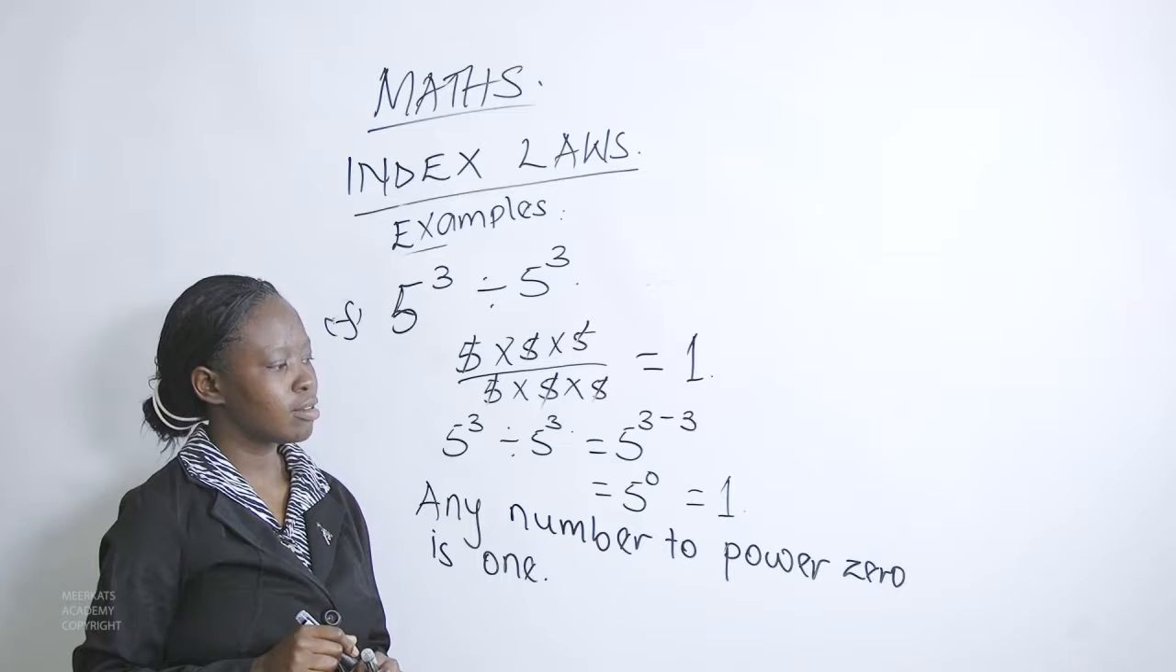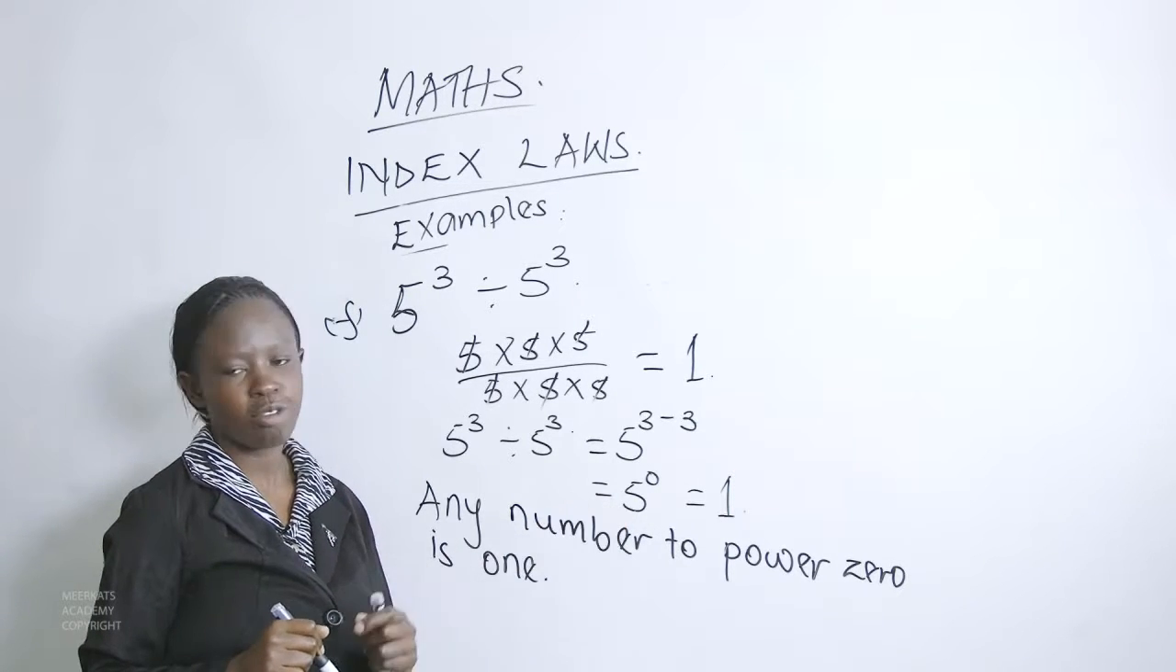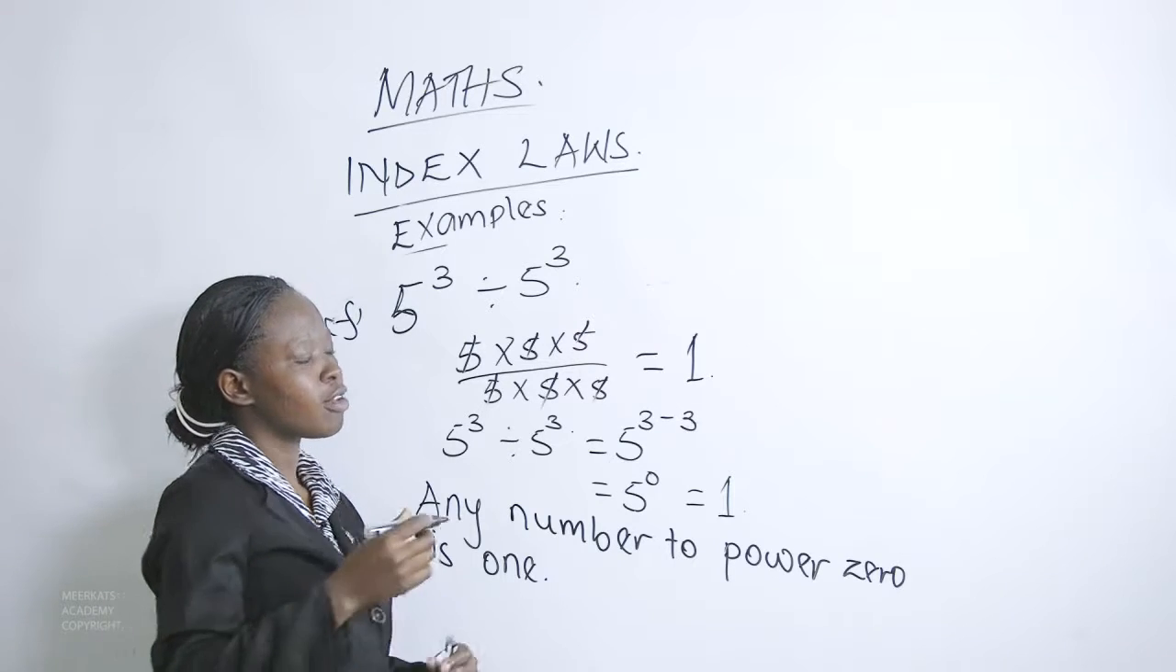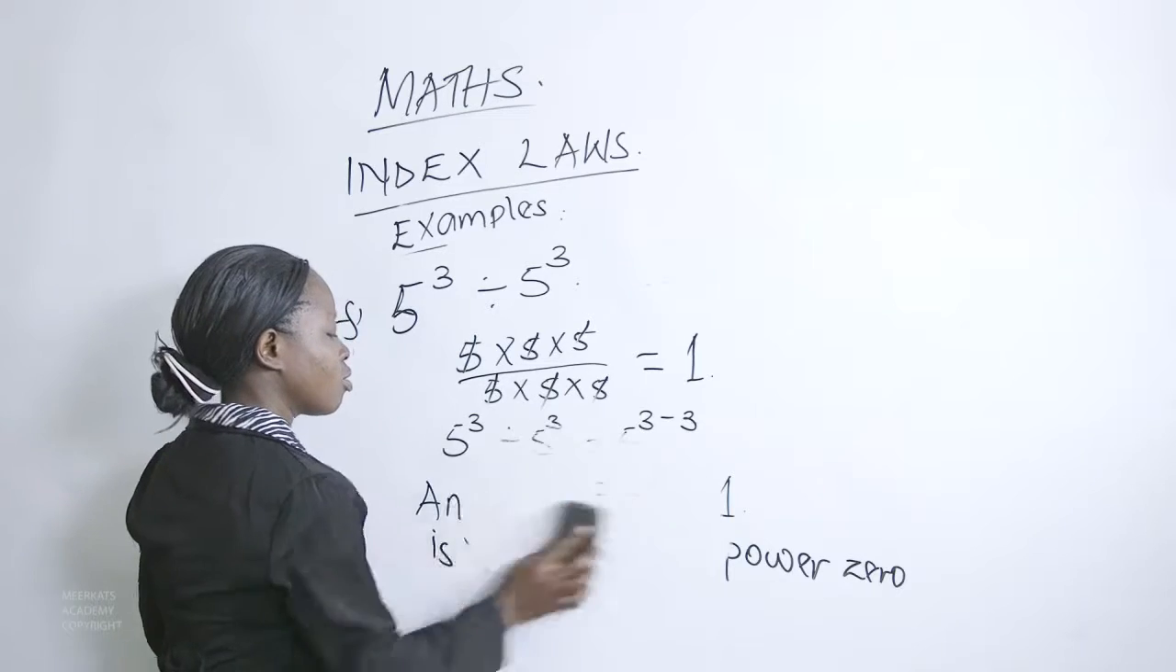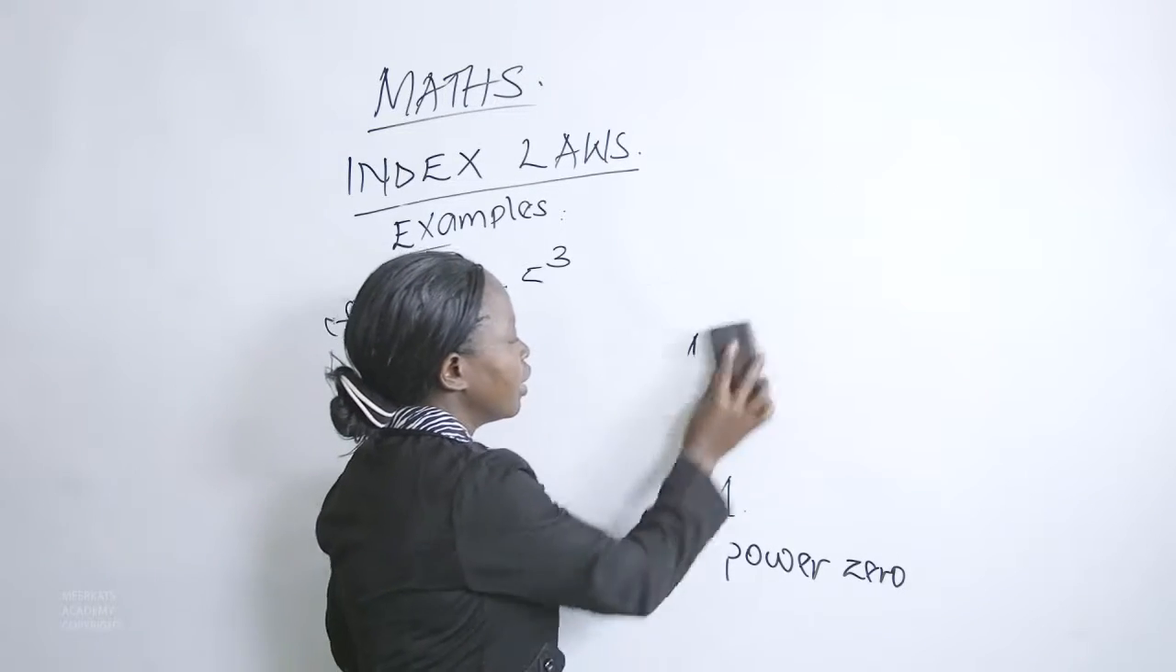So whenever you get any given number, whatever it may be, not necessarily 5, even if I have a as a number that we are having. So I can use an example of a.